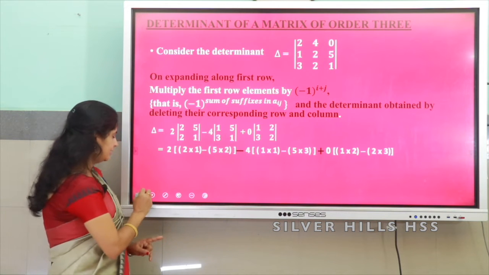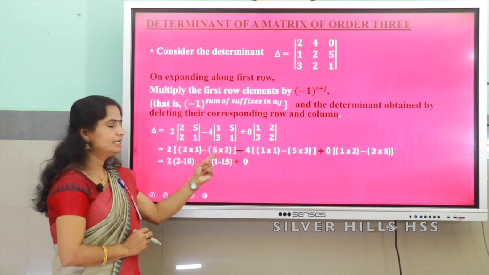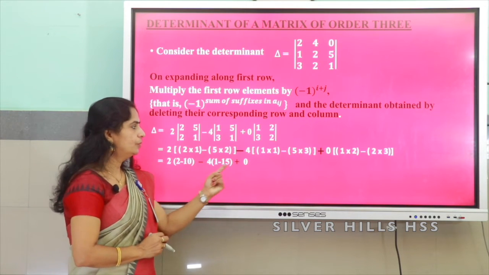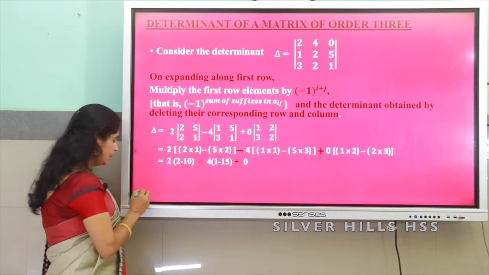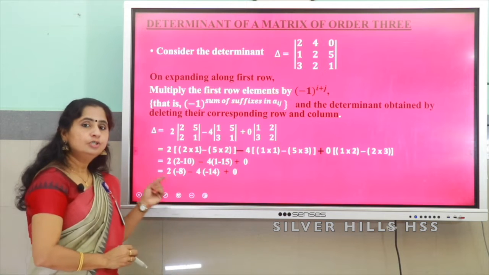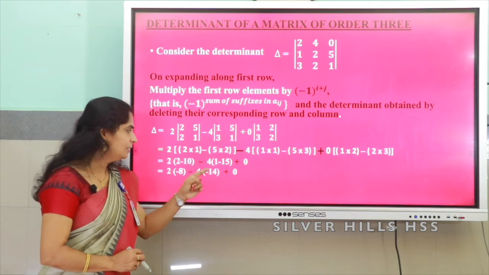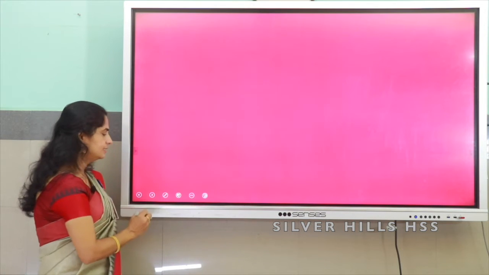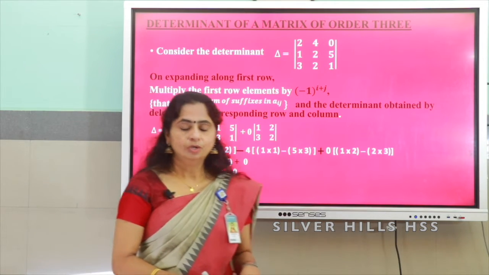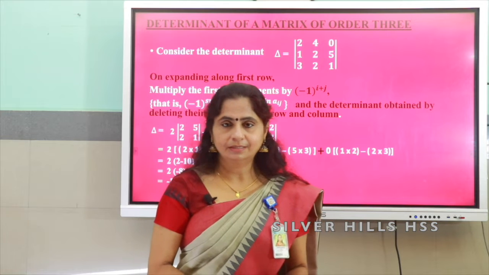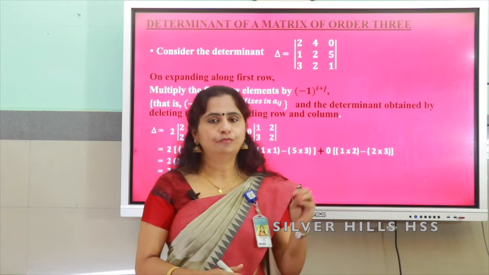The answer, after simplification, is 2 into 2 ones are 2, minus 5 twos are 10, minus 4 into 1 minus 15, plus 0 multiplied by anything is 0. Therefore, on simplifying, we get 2 into minus 8, minus 4 into minus 14, plus 0. That gives the answer minus 16 plus 56, that is equal to 40. So the value of this determinant is 40 when we expanded about the first row.